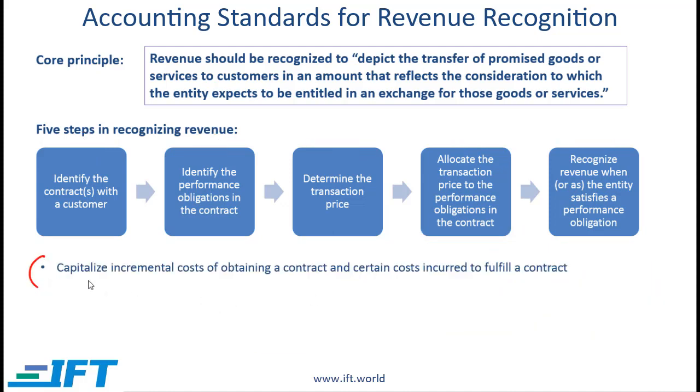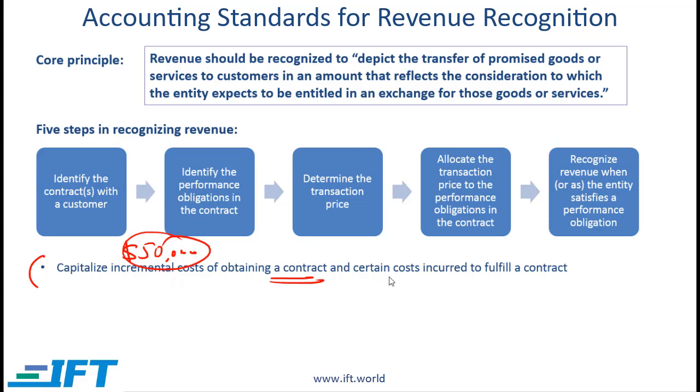Next point, and this is something new in the converged standard, companies should capitalize incremental costs of obtaining a contract. So let's say that a company is pursuing a large government contract, and in order to get that contract, the company has to incur an additional fee of 50,000. In the current standard, this 50,000 might be expensed, but according to the new converged standard, this 50,000 should be capitalized. In other words, an asset needs to be created.